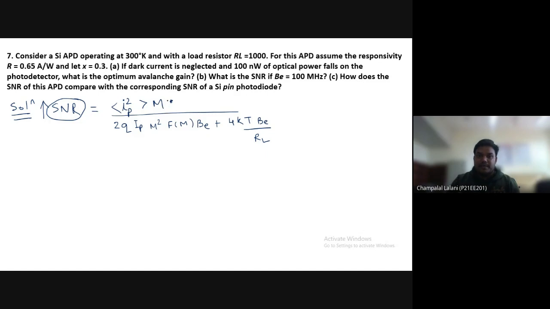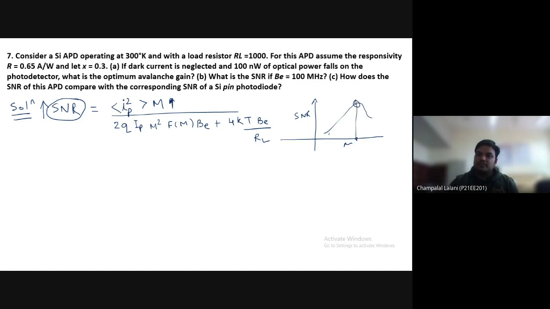See, it depends. If M increases, then the numerator part will increase. But if M is increasing, then the denominator part is also increasing. That means M should be kept at an optimum value. If you increase beyond that M, then the value of SNR may decrease. So there will be an optimum value of M. You see, the graph between SNR and M will be somewhere like this, with an optimum value of M.